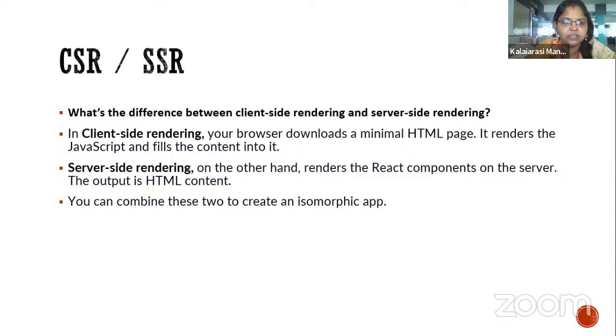Then you have server-side rendering, on the other hand, which renders the React components, and the output is the HTML content, that is your static HTML UI. It's totally your declarative UI you are able to see. And when you combine these two, it is known as an isomorphic app.